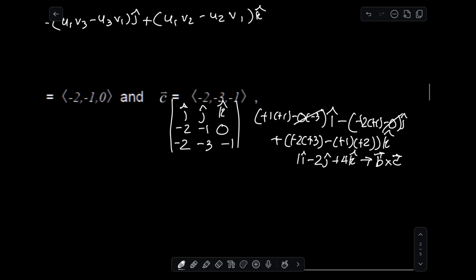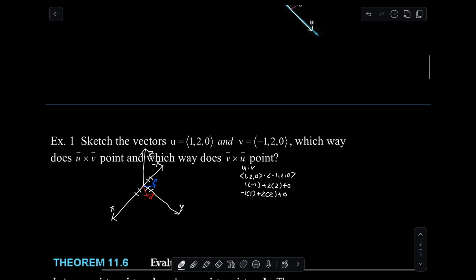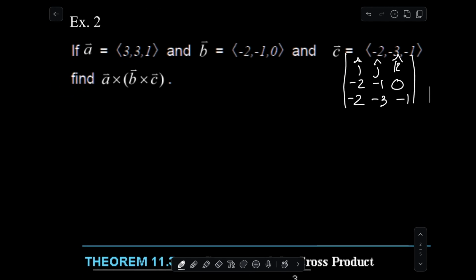And if I were to do C cross B, all my values for I, J, and K would be flipped, actually. So it would be -1 I hat plus 2 J hat minus 4 K hat, because of what we showed earlier in example 1, right? But now we can do the actual A cross B cross C. So let's do that real quick.